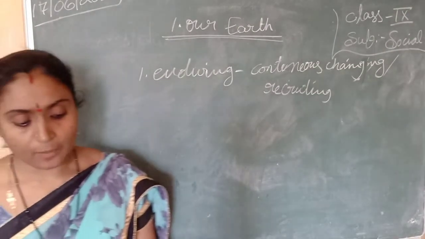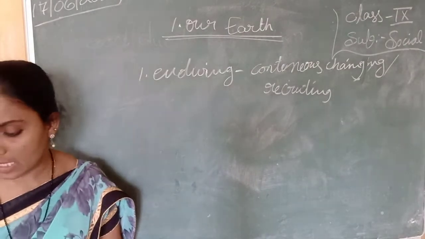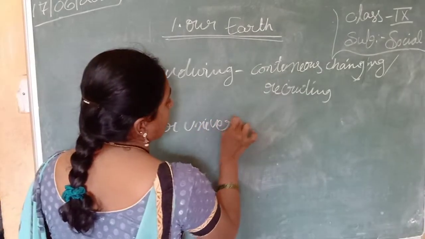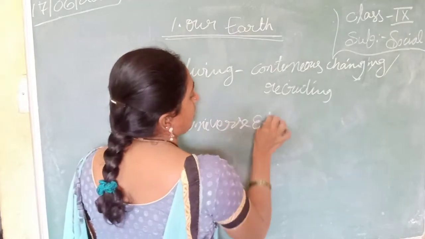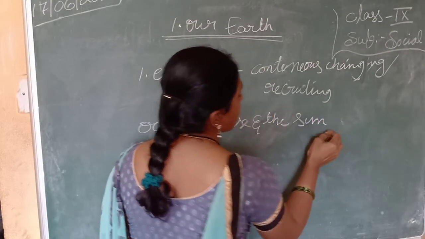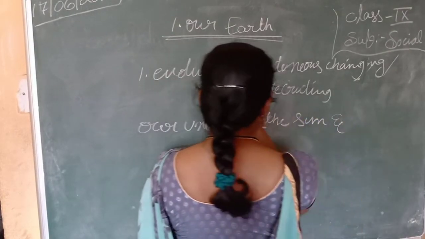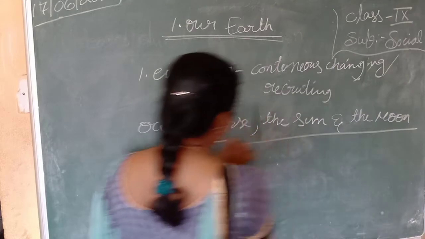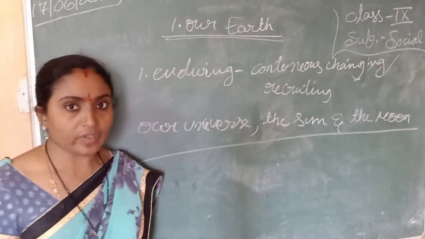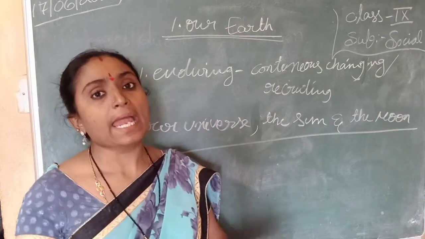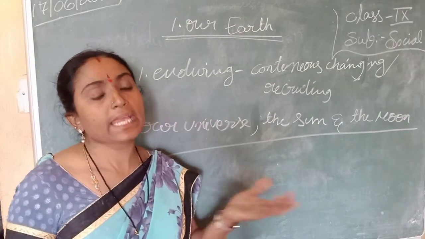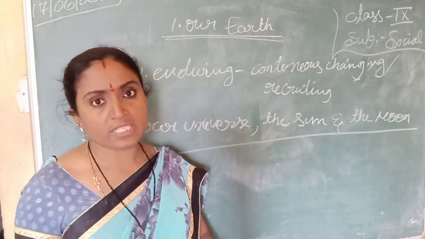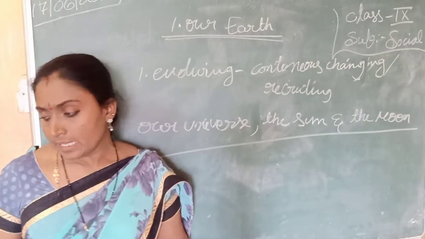Now let us see our universe and the sun and the moon. Yes, in our universe we have the sun, moon and the stars. What do they do in daily life? The sun rises in the morning and the moon gives light at night.